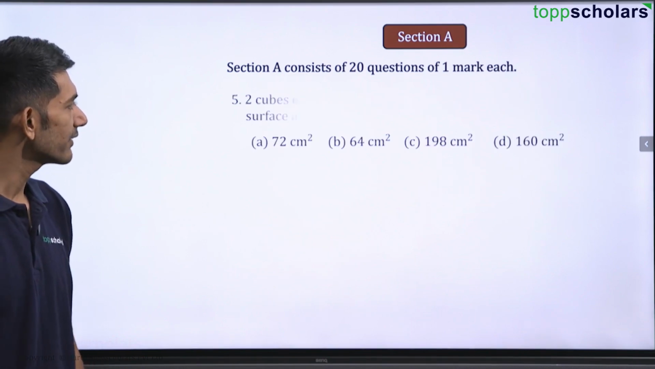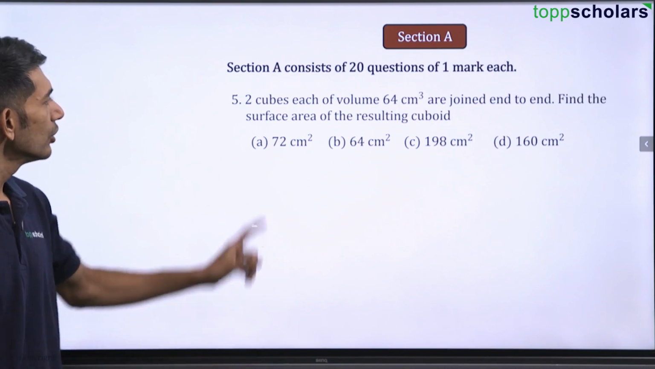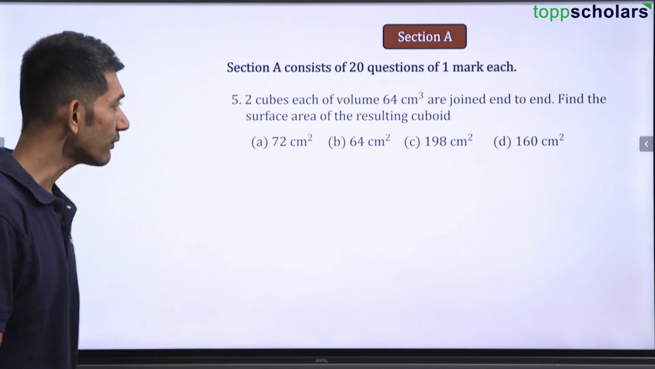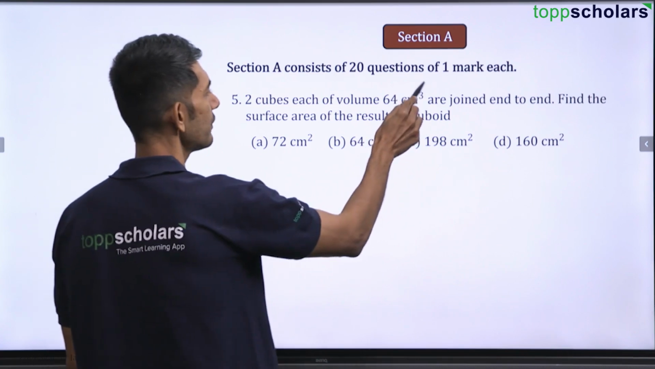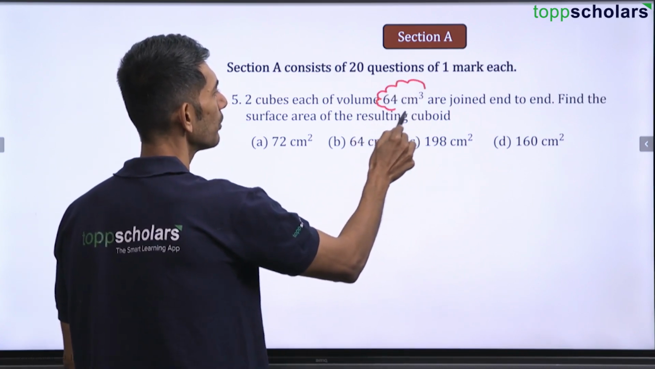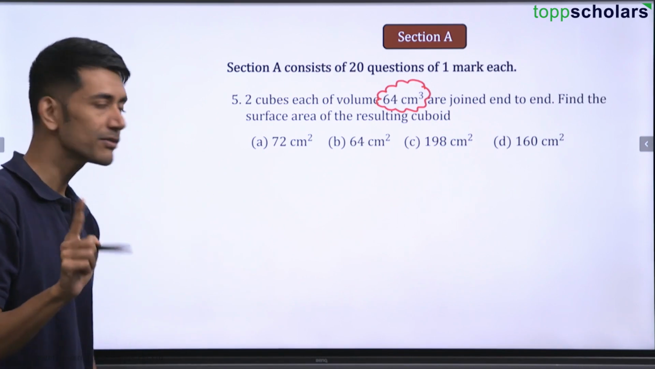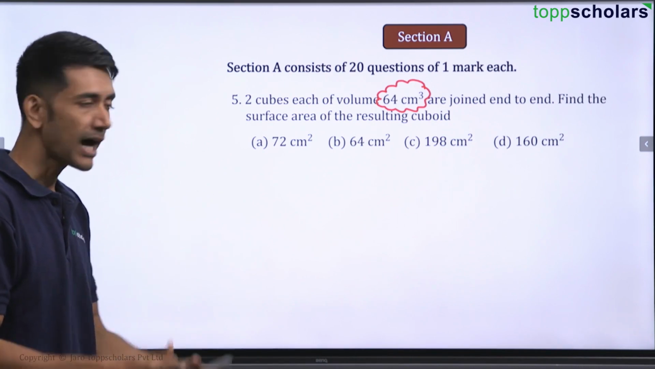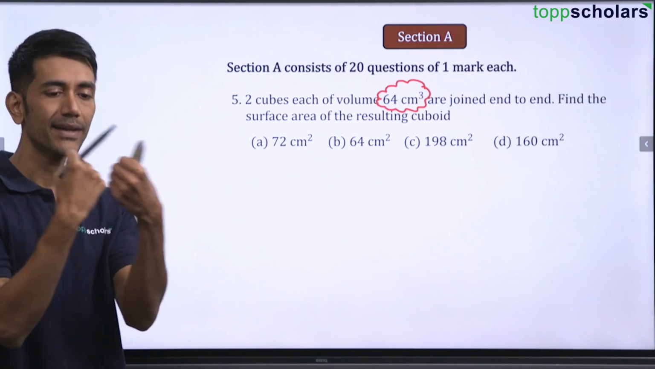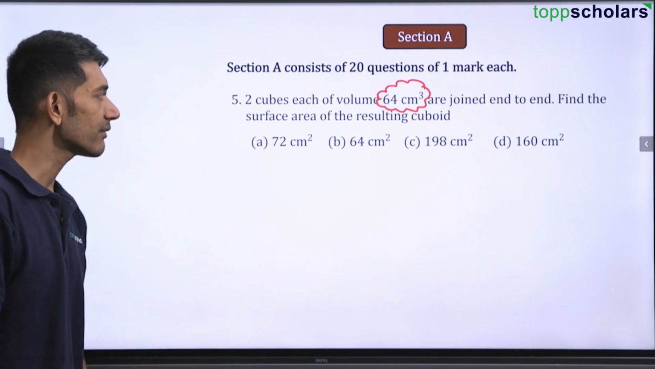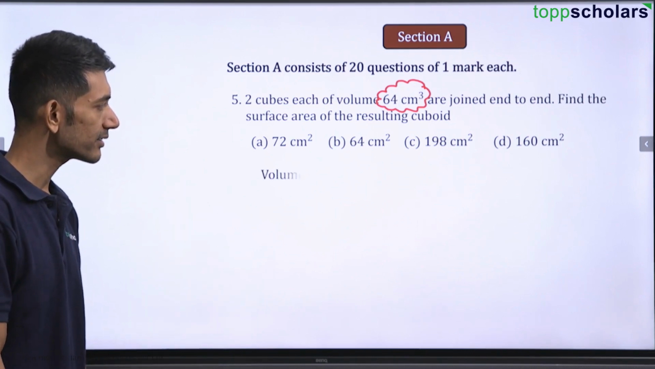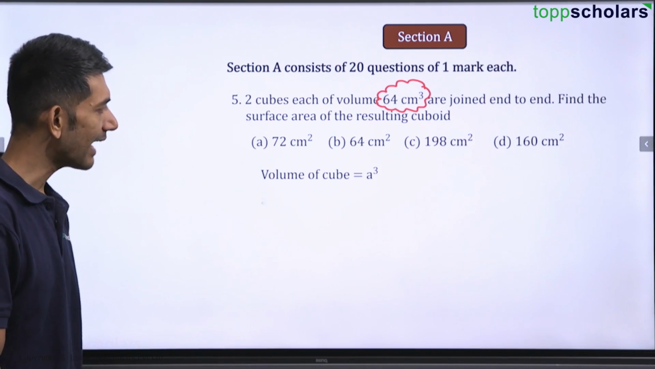Okay, 4 options are given, but let us see the question. What is the question? So 2 cubes, each of volume 64 centimeter cube. The volume of 2 cubes, each, that means every cube has the volume of 64 centimeter cube, are joined end to end. They are connected end to end. Find the surface area of the resulting cuboid. This is interesting. Now firstly we have a cube.